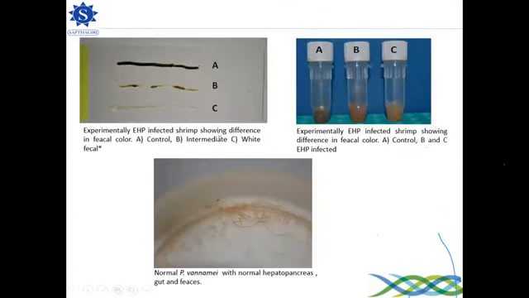This is the experimentally infected shrimp showing different fecal coloration. First one is EHP infected with no color, and second, B, shows the intermediate infection, that means early stage of infection, and the clear white fecal.